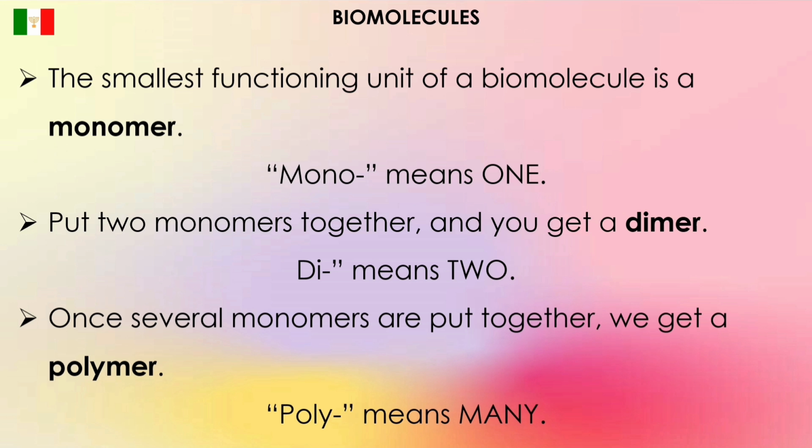So what is monomer? Monomer is the smallest functioning unit of a biomolecule. Mono means one. When there are 2 monomers together, we get a dimer. Di means 2. And once several monomers are put together, we get a polymer. Poly means many.